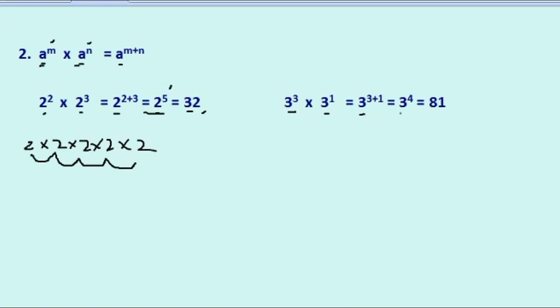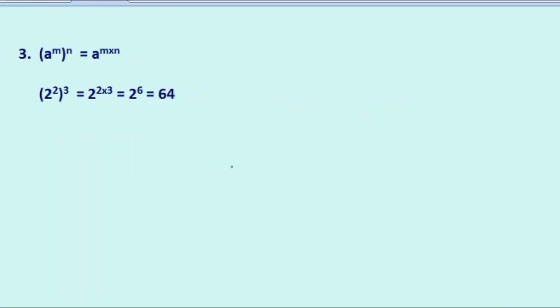3 plus 1. This will be 3 raised to the power of 4, which is 81. Let us move to the third law. The third law says (a^m) raised to the power of n becomes a raised to the power of m into n.